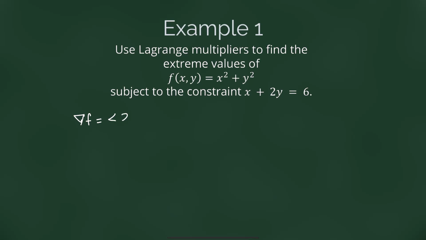And that is going to be the vector 2x, the partial with respect to x, 2y, which is the partial with respect to y. And then we're going to look at the gradient for the constraint. I'm just going to call that c. And that is going to be the partial with respect to x is 1, the partial with respect to y is 2. And we know that the relationship between these is that there's some number lambda, so that the gradient of f is lambda times the gradient of c.